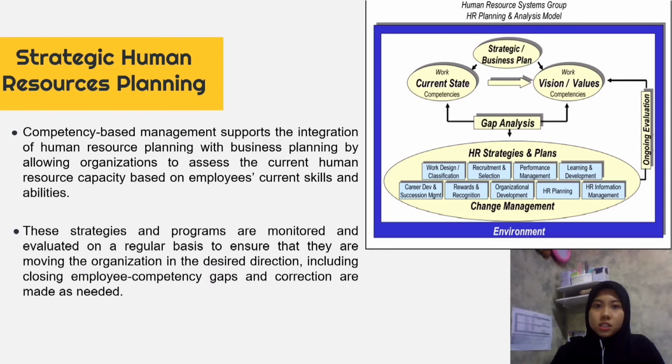Targeted human resource strategies plan and program work to address these gaps in the organization's workforce through targeted hiring or staffing, employee learning and education, career development, and lastly, succession management. These strategies and programs are monitored and evaluated on a regular basis to ensure that they are moving the organization in the desired direction, including closing employee competency gaps. Corrections are then made as needed to the broader human resources planning process. This strategic HR planning and evaluation cycle is depicted in the diagram to the right.